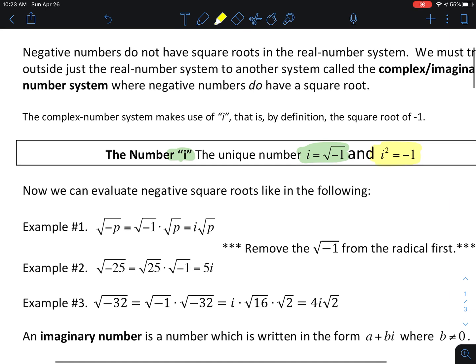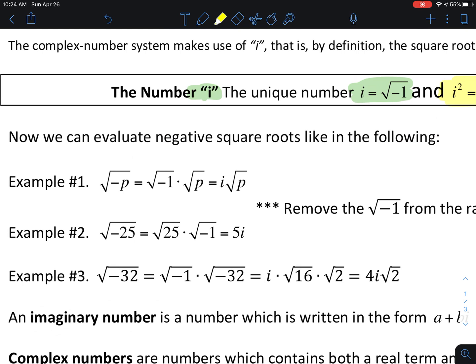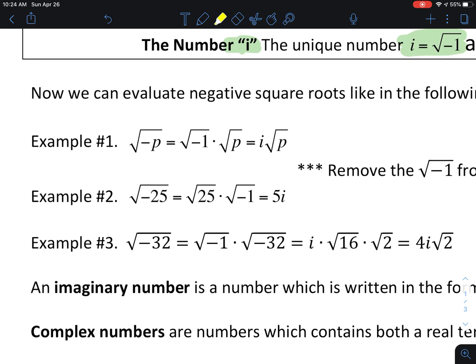Remember those definitions. So how do we simplify and perform operations on imaginary numbers? Well, if we ever see that we have to take the square root of a negative number, the first thing we need to do is pull out that square root of negative 1 and turn it into an i. Okay, so let's look at a few examples of what I mean here, okay?